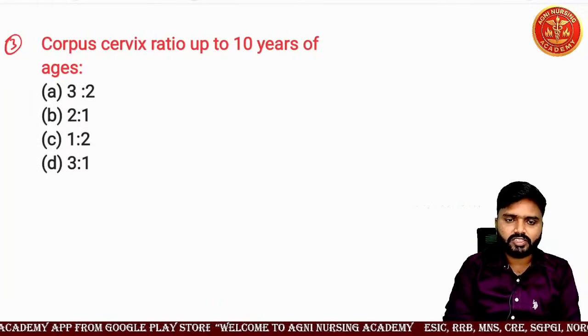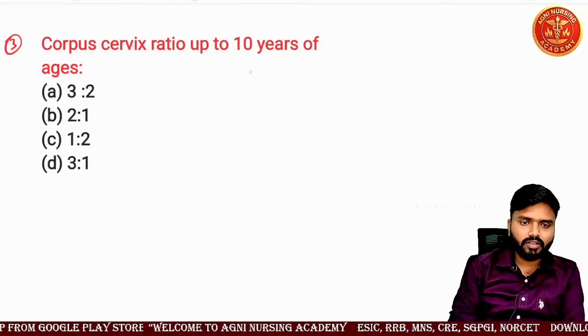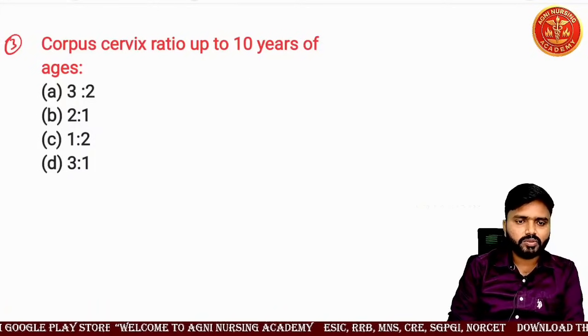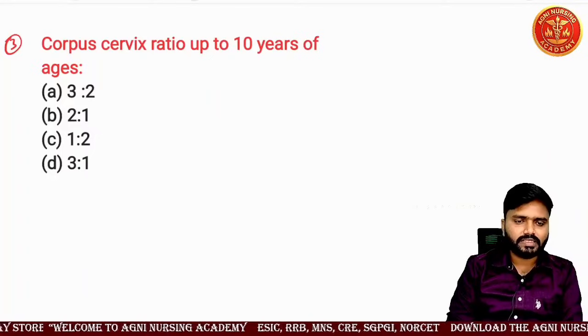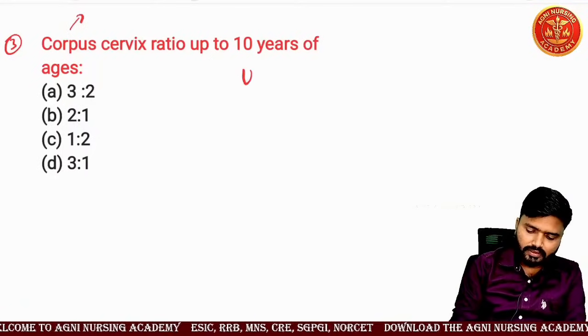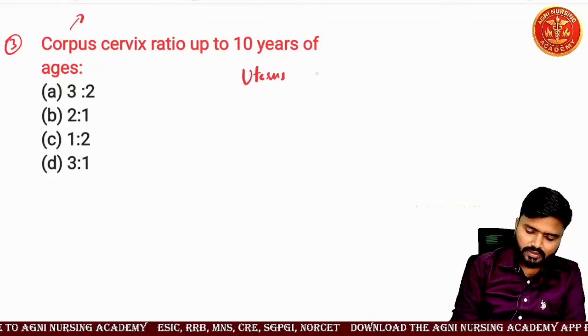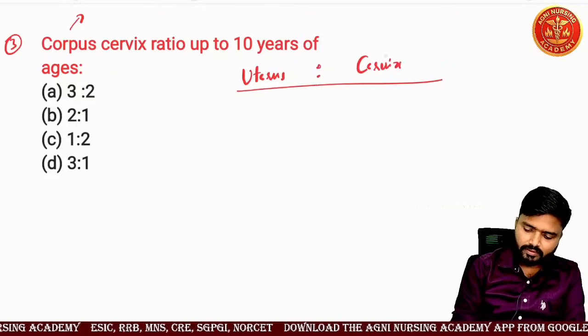We will see the next question, that is the corpus cervix ratio up to 10 years of age. So they are giving the options here. Option A is 3 is to 2, option B is 2 is to 1, option C is 1 is to 2, and option D is 3 is to 1. So corpus means the uterus, understood? Corpus means uterus, and then cervix. They are asking about the size.